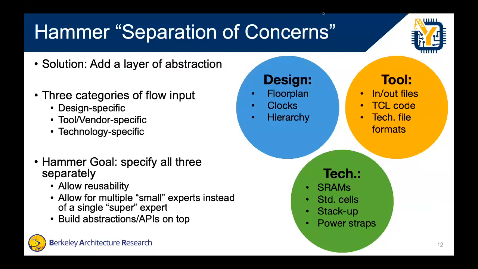And so Hammer's goal is basically to specify all 3 of these flow inputs separately. This allows me to reuse someone else's tool plugin or someone else's tech stuff on my new design, or share my design with someone into a new technology or tool. And it helps reduce the amount of things you need to know about in the VLSI flow. You don't need one super expert who knows the whole entire magic Tcl script and how to change everything about it, including your design. You can get someone who's an expert in a specific tool to help add an API or another abstraction for Hammer.